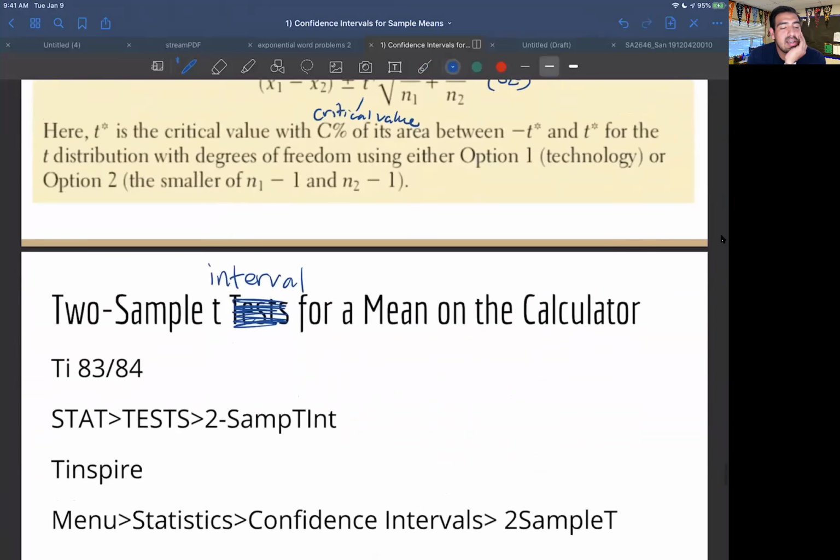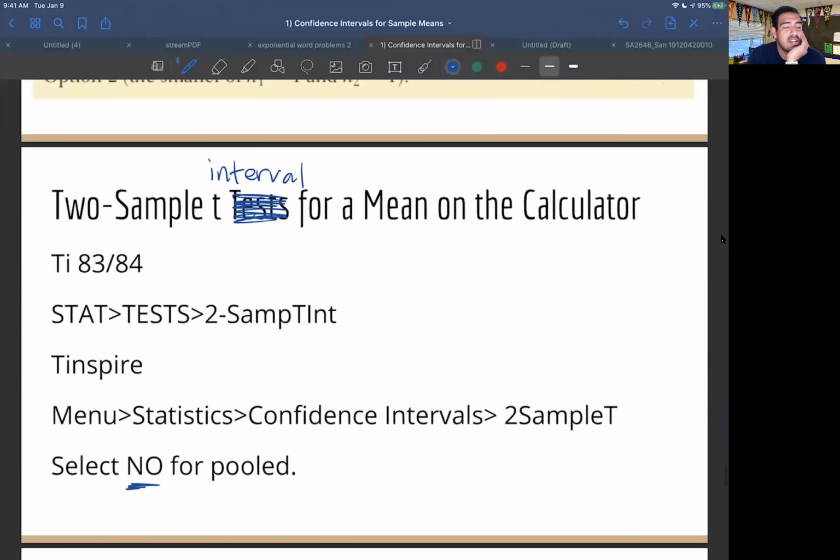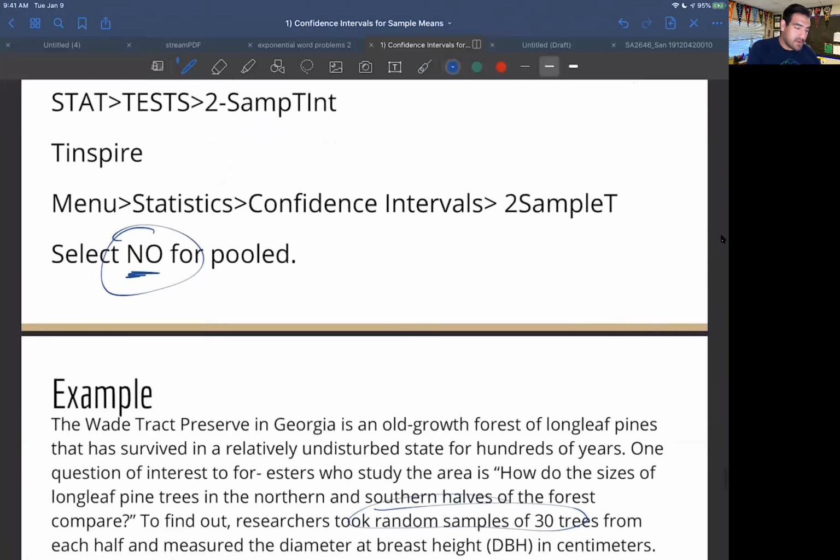When we are going to our calculators, because mostly you will do this on a calculator, it's in the same place where you found the other t interval, right? This time you're just selecting two sample t interval. If you are asked for a pooled selection, click no. So let's do our one example for this problem.